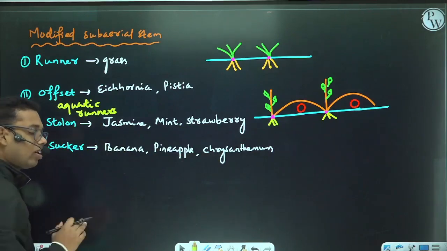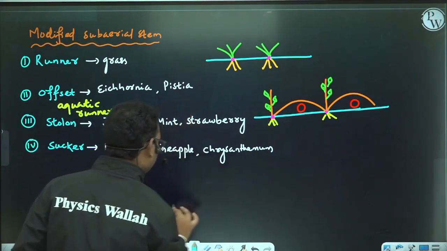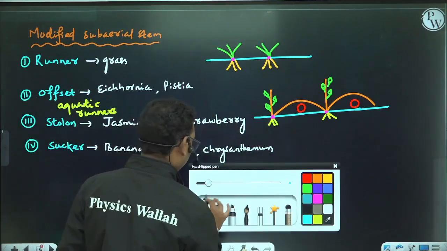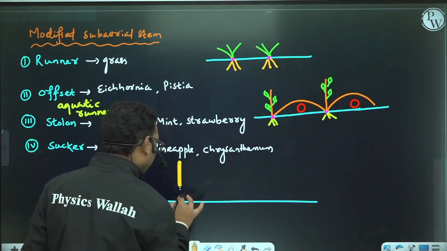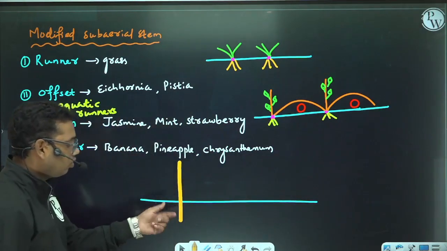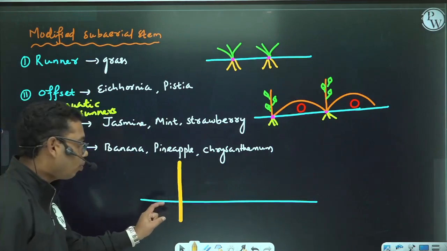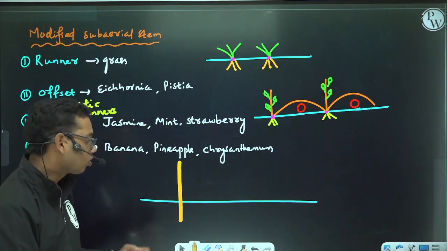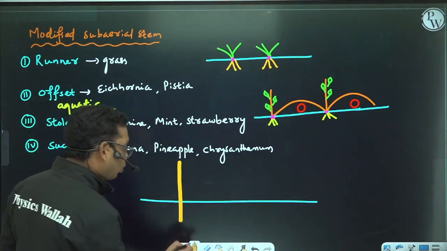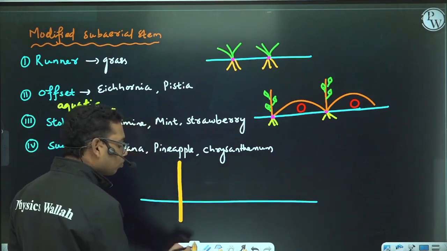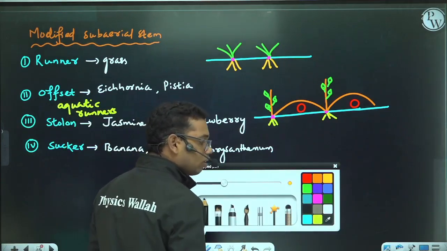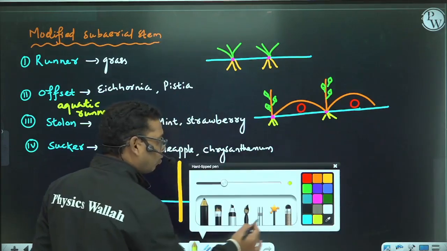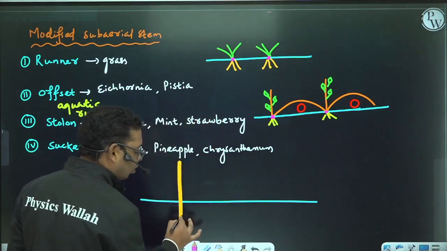What about the sucker then? Let me draw the diagram. Suppose this is the soil surface, and this one is the stem. This part is the underground stem. In the underground stem there will be nodes, and if there is a node, obviously there will be buds. That bud will develop lateral branches. So now the lateral branch is developing.